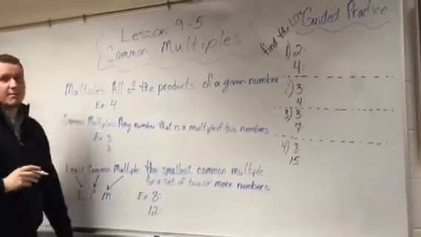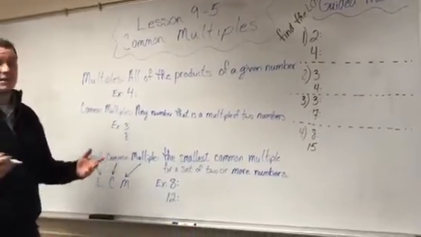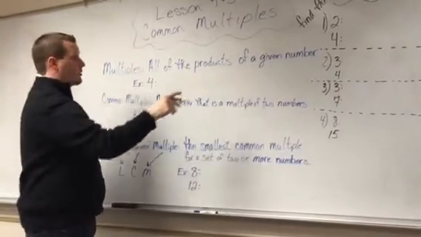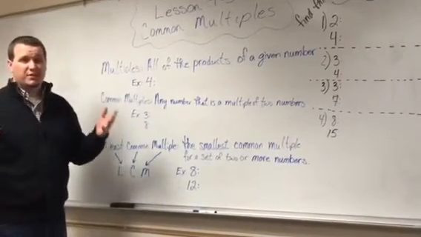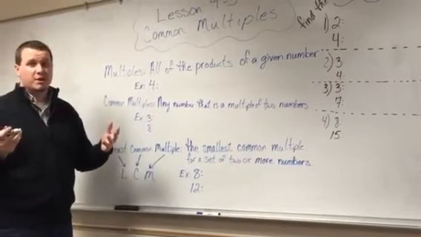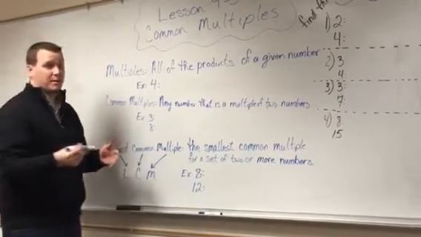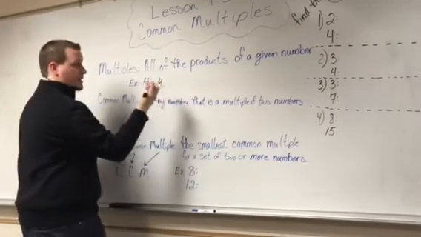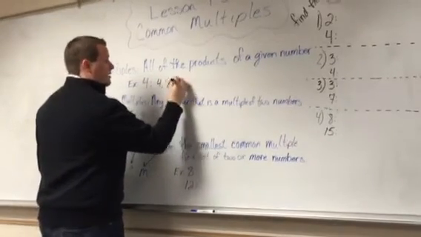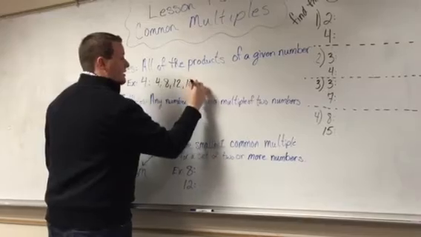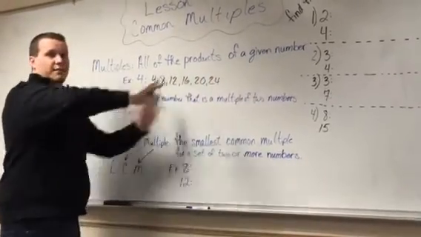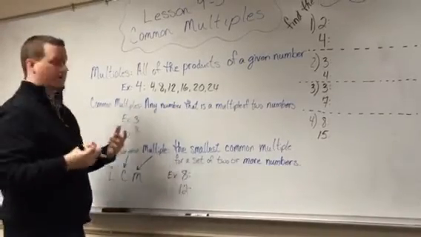Lesson 9.5, Common Multiples. Before we begin, let's look at the vocabulary. Multiples: all of the products of a given number. Now, that may seem kind of difficult or confusing, but it's really simple. All it is, is counting by that number. So here's an example of 4. We start with 4, and we just keep counting: 8, 12, 16, 20, 24, and we could do that forever. It would just keep going and going.